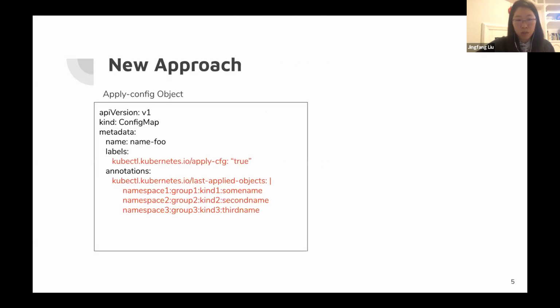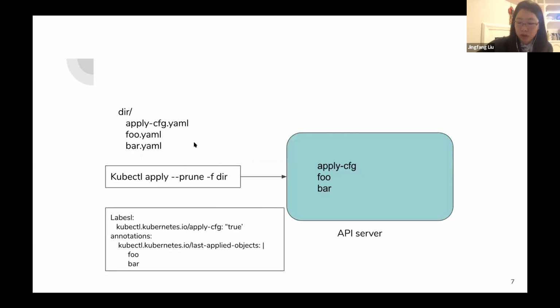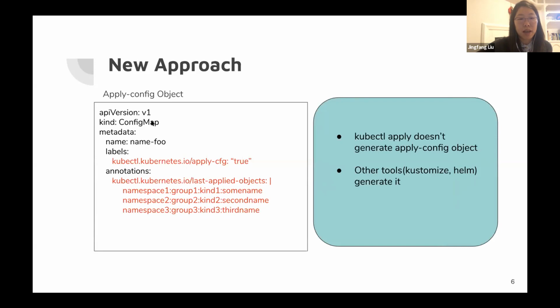So this is our new approach. It is based on a concept called apply config object. So here is an example of such an object. It has a label, which is kubernetes.io/apply-config, true. Based on this label, we say this object is an apply config object. And it also has the information of a list of objects that will be applied to the cluster. Here we call that list of objects is saved in the last apply objects annotation. For example, we have 3 objects which are to be applied to the cluster.